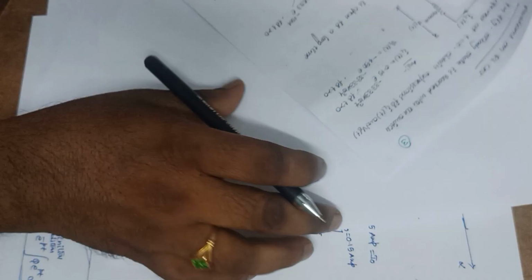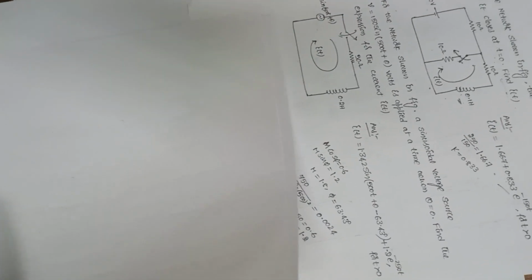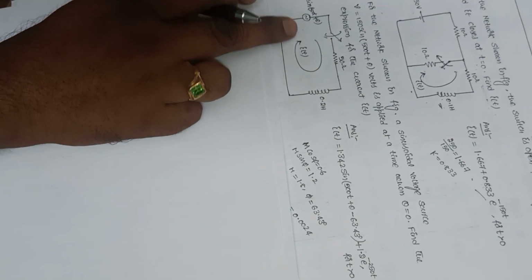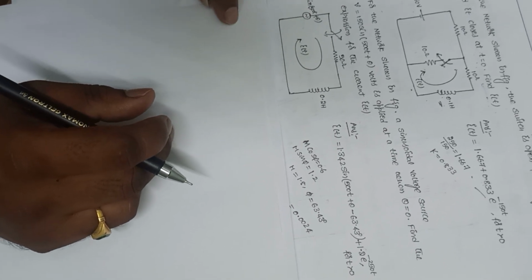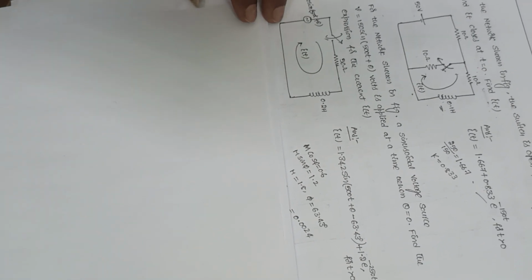Different types of problems I explained here. Up to now we have seen for DC supply how I of t is calculated. Now for AC supply, if you apply a sinusoidal voltage as an input, how to solve this type of question? It is somewhat difficult.